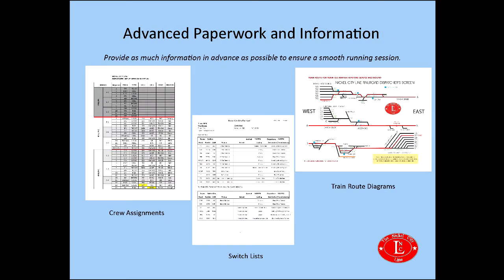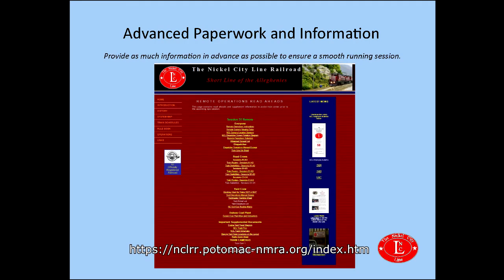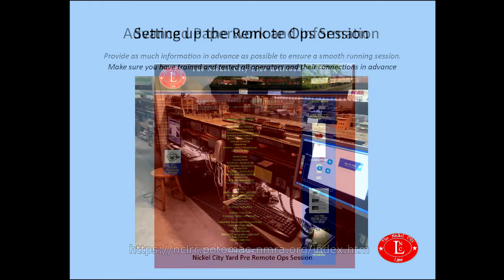Prior to each session, I provide a number of documents to my remote operators which aid them in performing their work. The operators have access to crew assignments, switch lists, train routing diagrams, remote ops instructions, and camera locations. I also provide a number of supplemental documents about the layout, including a track plan and track schematic, dispatcher instructions, and other reference materials to help everyone feel comfortable in a remote environment. All these documents are available online on my Layouts website.